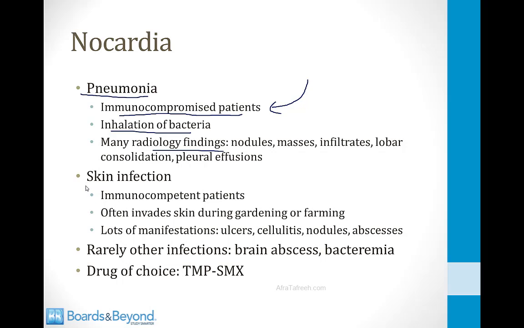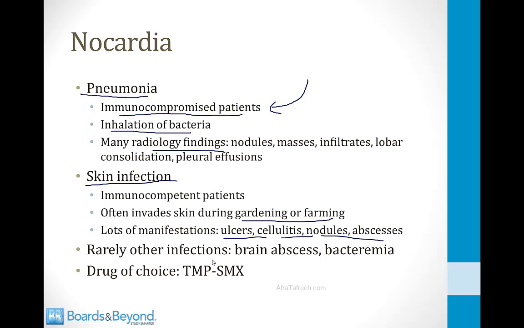If you have a functioning immune system, you can get a skin infection from nocardia. It often invades the skin when people are gardening or farming because, remember, it's found in the soil. And once again, there aren't really classic manifestations. There are lots of different potential findings in the skin: ulcers, cellulitis, nodules, or abscesses. Once again, in a board question, this is probably going to be someone with a skin infection and then the bacterial description will fit with nocardia.